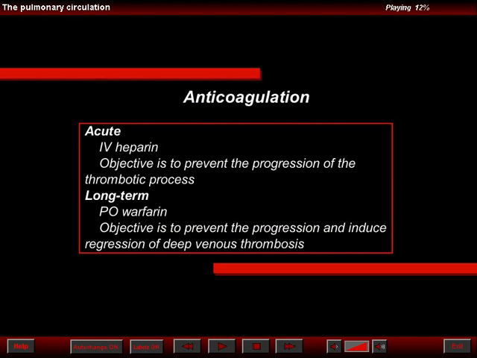Anticoagulation. In acute situations, the use of intravenous heparin is the prime modality to be utilized. The objective is to prevent the progression of the thrombotic process. Long-term anticoagulation consists of the use by mouth of warfarin, and the objective is to prevent the progression and induce a regression of deep venous thrombosis.